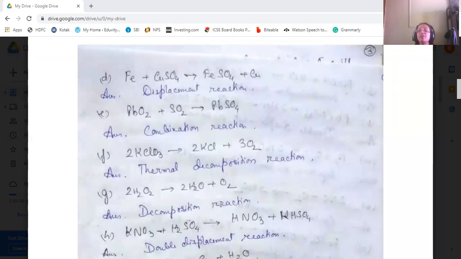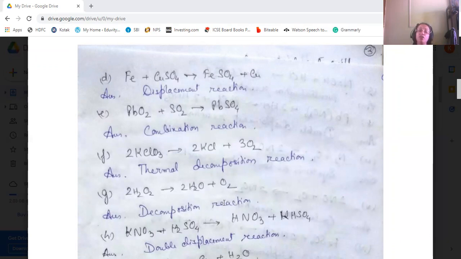Next is potassium chlorate, 2KClO3 gives 2KCl plus 3O2. So it's a thermal decomposition reaction. That is, when 2KClO3 is heated, it decomposes to 2KCl plus 3O2.